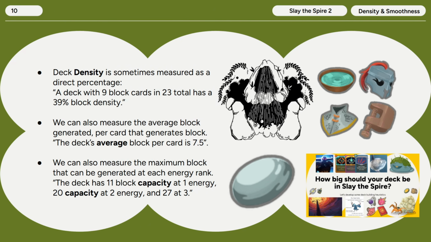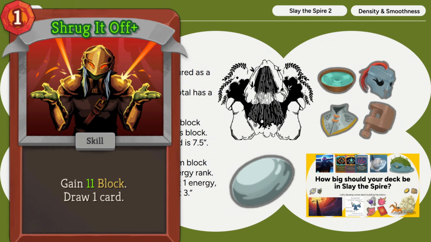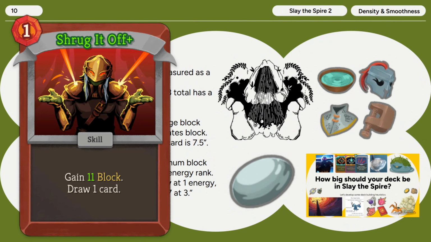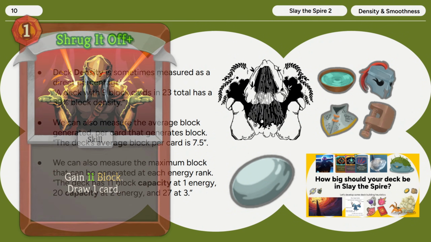We can also measure the maximum block that can be generated at each energy rank, and not just each energy rank, but also potentially turn by turn as well. Maybe your energy goes up over a fight, or maybe you have plating which goes down over a fight. But you could say something like, this deck has 11 block capacity at 1 energy, 20 block capacity at 2 energy, and 27 block capacity at 3 energy. So for example, that might be a deck with like a Shrug It Off Plus, which blocks for 11, which you can play for 1 energy.